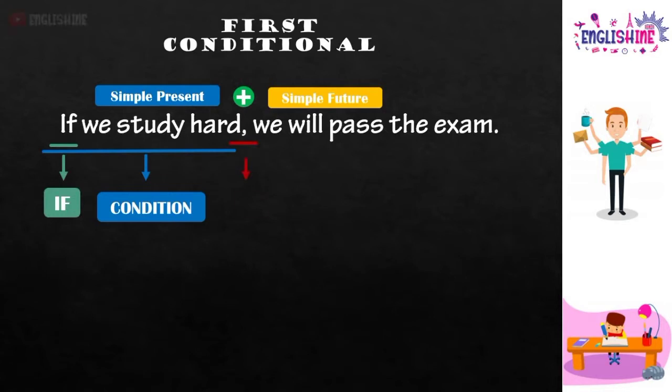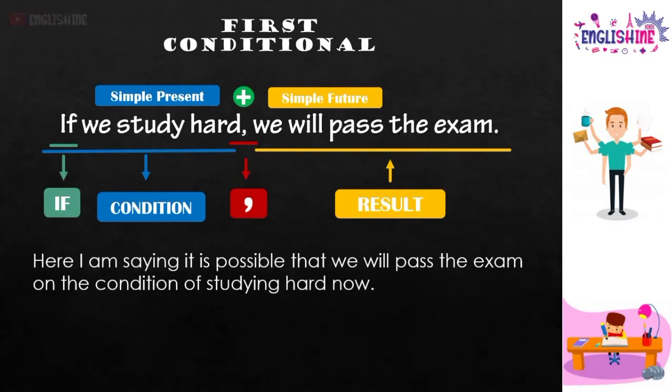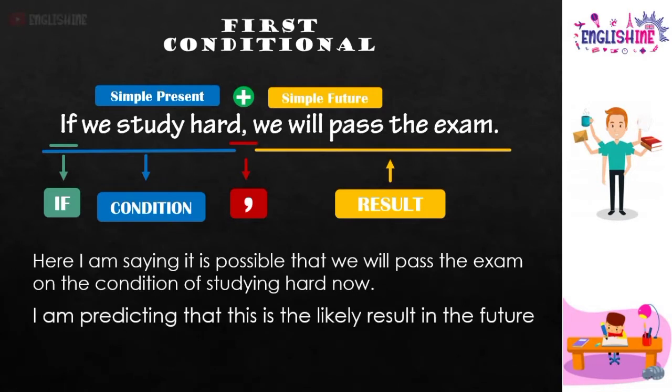Also, we have to use a comma at the end of an if clause when the if clause comes at the beginning of the sentence. What is the result of this if clause? The result is we will pass the exam. Here I'm saying it is possible that we will pass the exam on the condition of studying hard now. I am predicting that this is the likely result in the future.